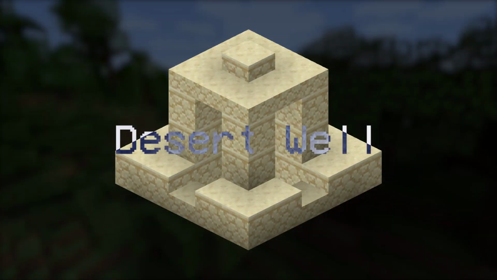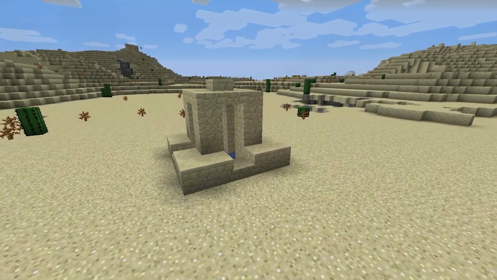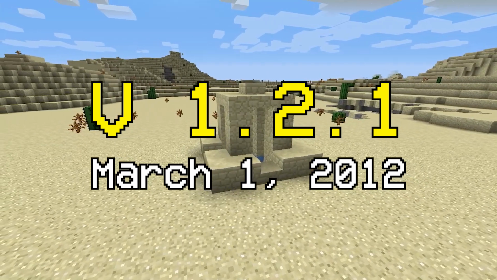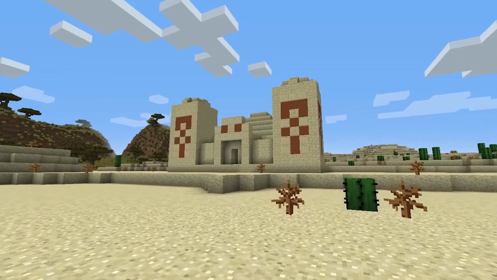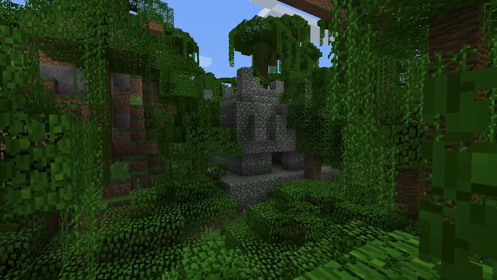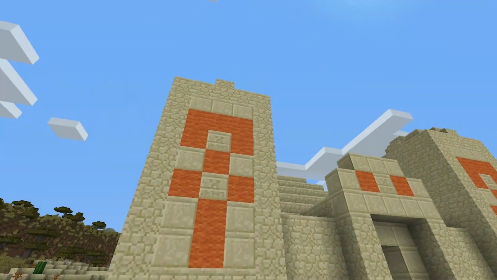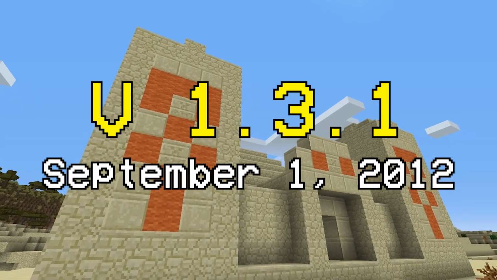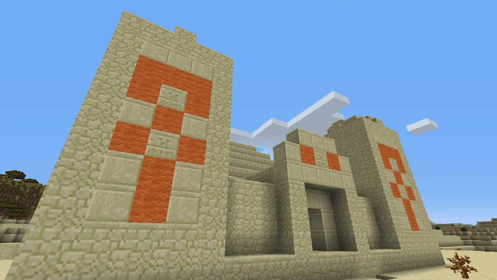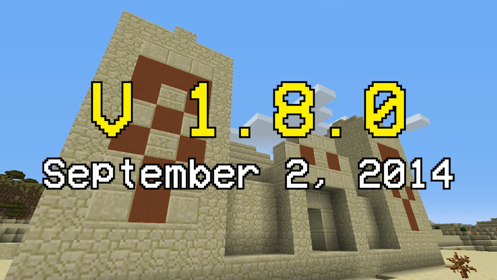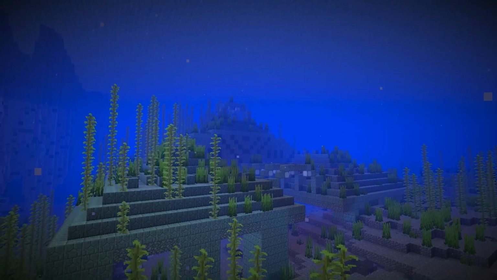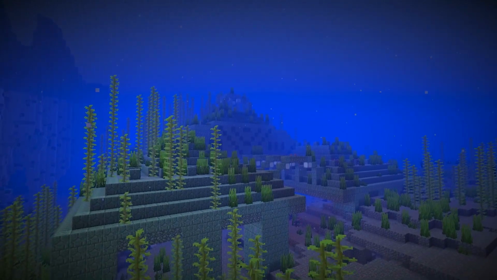The Desert Well, which is a feature so obscure I had honestly forgotten it existed, was added on its own in release 1.2.1 on March 1st of 2012. Everyone's favorite desert temples were added 6 months later with 1.3.1, alongside the not-as-sought-after jungle temples. Desert temples have actually gone through 2 slightly varying iterations. From September 1st, 2012 to September 1st, 2014, the orange and blue murals lining the temple were composed of wool, while release 1.8.0 changed this to terracotta on September 2nd. The slightly annoying ocean monument was implemented in the same version, if you're into that kind of thing.